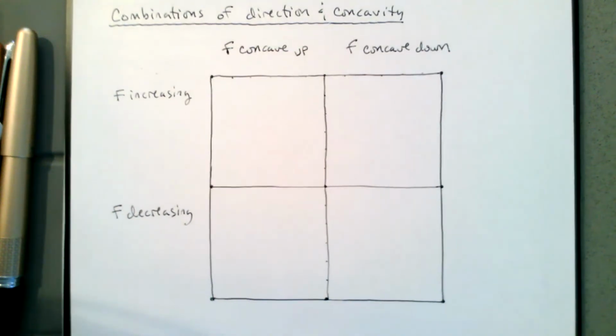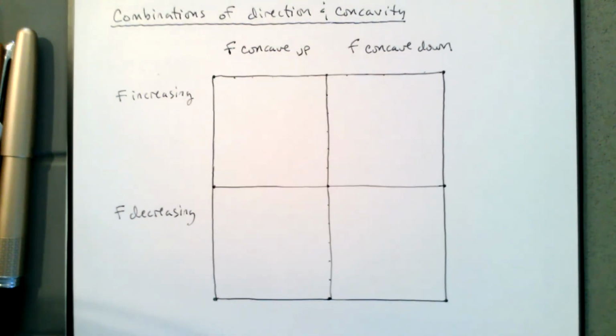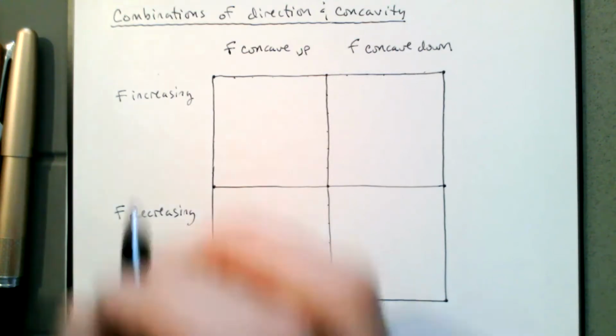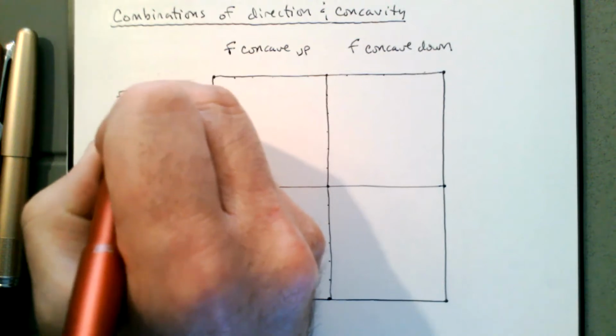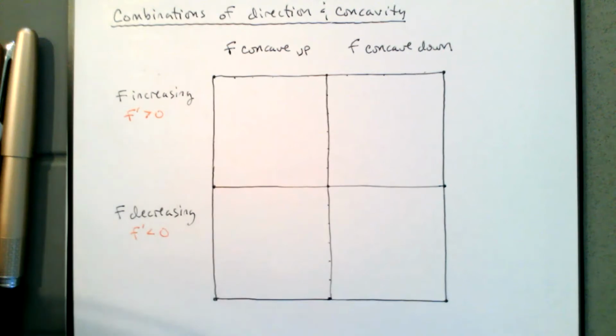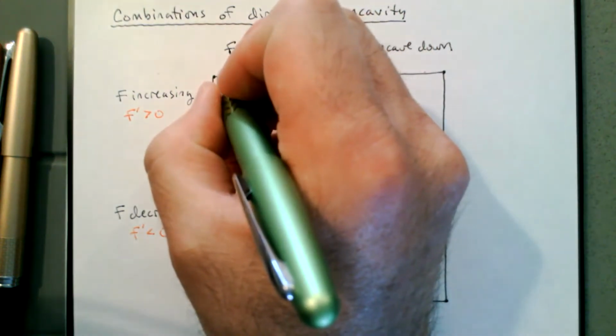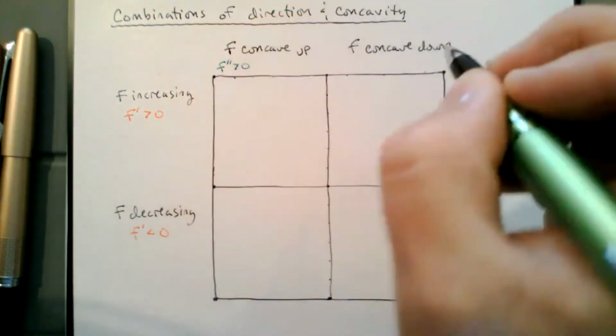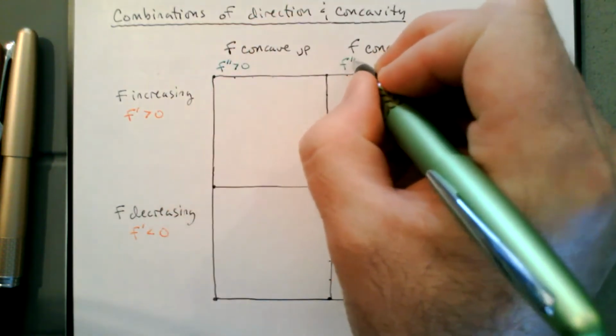Now, each of these things can be determined by the sign of a derivative or a direction of a derivative. So if f is increasing, that means that f prime is positive. And when f is decreasing, that means that f prime is negative. If f is concave up, then f double prime is positive. And if f is concave down, then f double prime is negative.